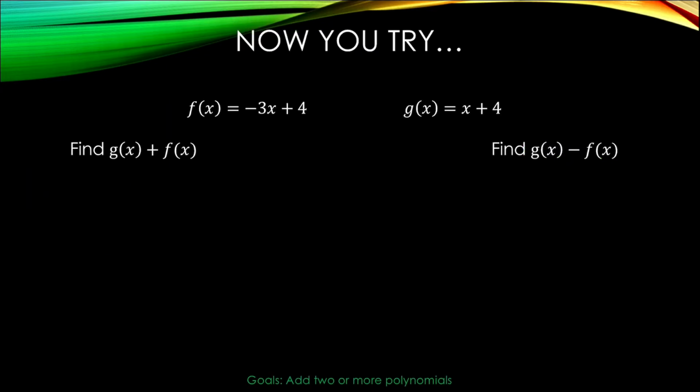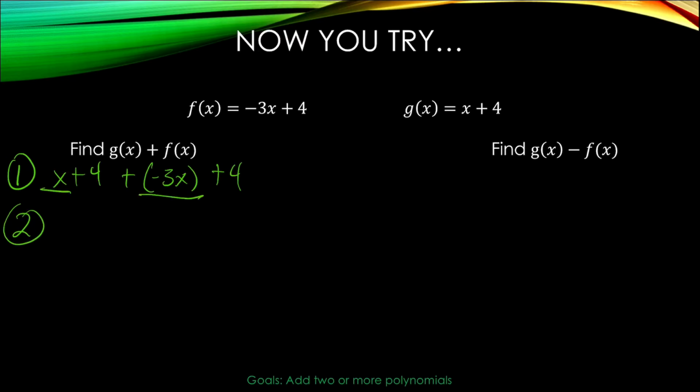All right, I want you to try again, just like this one. So g of x plus f of x. Order matters. So g of x equals x plus 4, plus my f of x, which is negative 3x plus 4. We combine our like terms. x plus a negative 3x gives me a negative 2x. 4 plus 4 is plus 8.